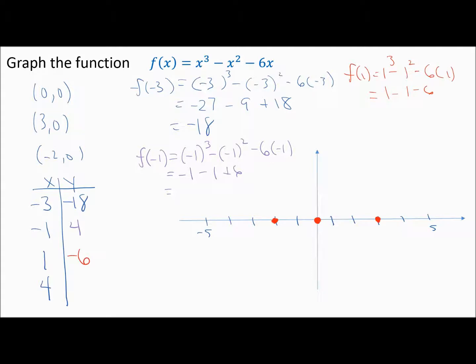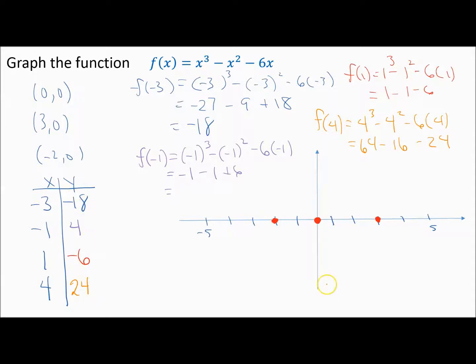And then finally, let's plug in 4. So f of 4, I have 4 to the third minus 4 squared minus 6 times 4. So that's going to give me 4 times 4 is 16 times 4 more is 64 minus 16 minus 24. That gives me 24. So what we want to do now is plot these points. Now, I don't have a y-scale, and I don't do a y-scale until I know what my y values are going to be. And so notice we've got 24 and negative 18.